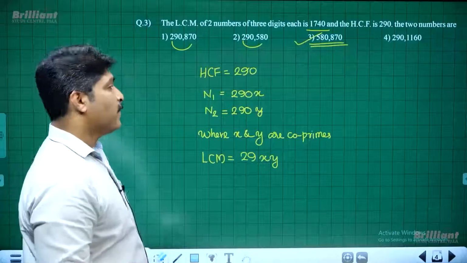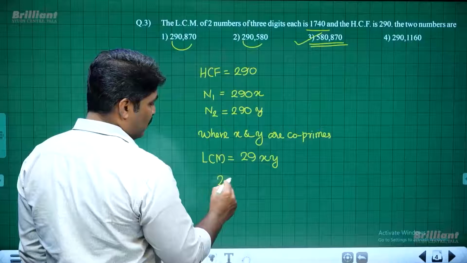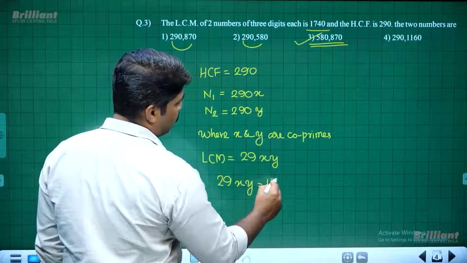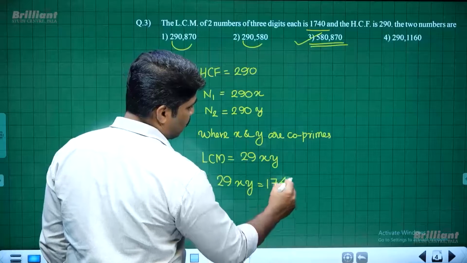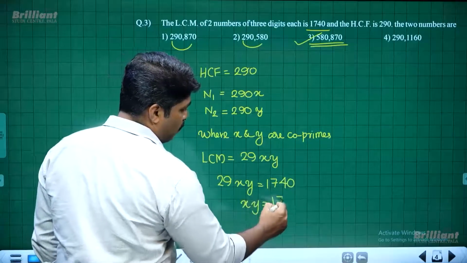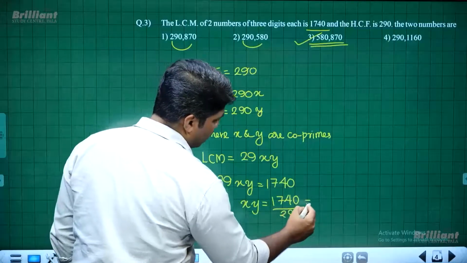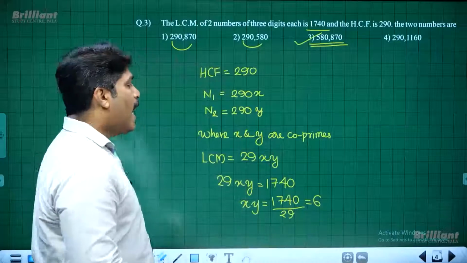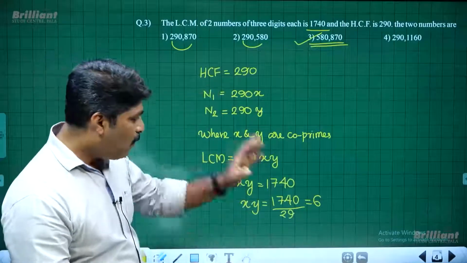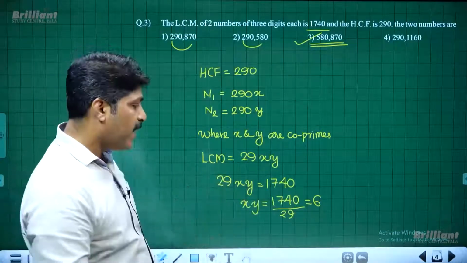29xy. So that's a very important understanding. And it is given that 29xy is equal to 1740. So you just find out what is xy here. So this is 1740 by 29, which is equal to 6. Understand, this x and y are coprimes. So how can we express 6 as the product of two coprime factors?